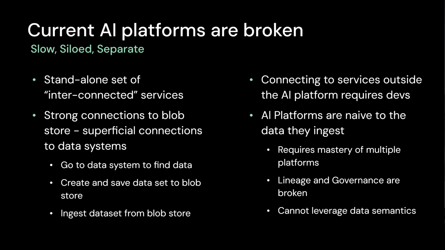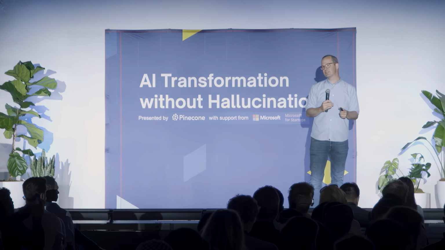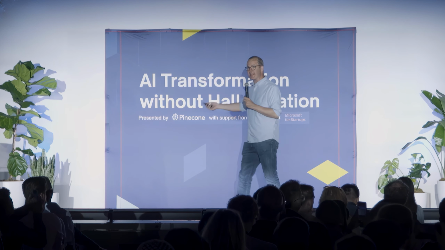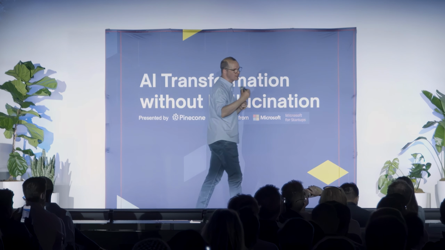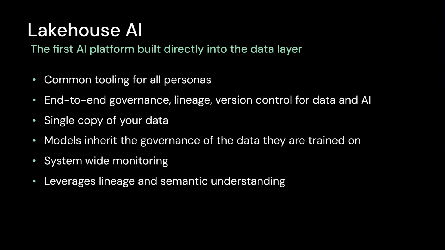That's broken, right? What that means is that ultimately, your practitioners have to go find people who have different skill sets to help them connect to all these other systems. And so this is why at Databricks, we've started talking about this idea of Lakehouse AI. And Lakehouse AI is really simple. It creates common tooling across your entire data layer, end-to-end governance, end-to-end lineage, version control, single copy of your data. Models can inherit the governance of the data they're trained on. All of this is what machine learning ought to look like and what AI ought to look like. But it doesn't. And so we think that needs to change.